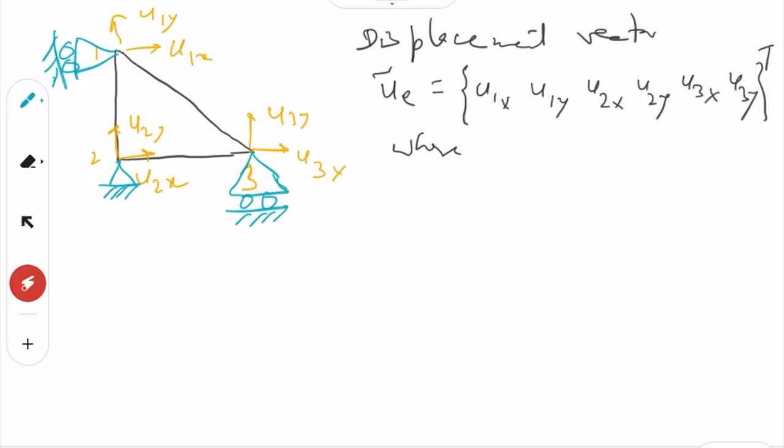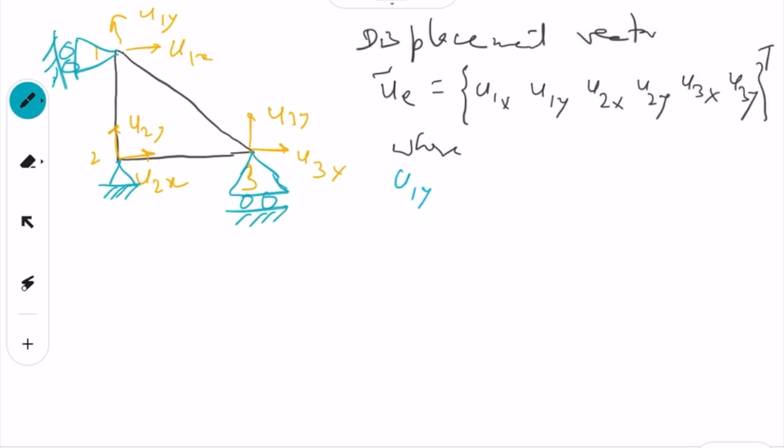So, that means U3y equal to 0, that means U2x equal to 0, U2y equal to 0, and that also means U1x is also equal to 0. So, only this U1y will move, and here also this moves this way, this point will move this way, this point will not move at all.